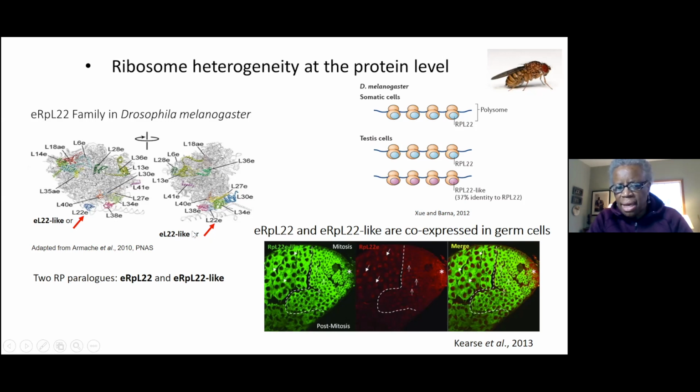Now, what's interesting about this is that either of these proteins can be incorporated into the ribosome itself, but they can't both be incorporated at the same time. And so by virtue of a mutually exclusive assembly, we in principle could have two populations of ribosomes in a cell if both of those genes were in fact expressed. And over on the right, you can see what we have come to find out by studying the expression of these two proteins in the testis in Drosophila is that L22 and L22-like are both expressed in germ cells. Only in the somatic cells of the testis do we find L22, but L22-like is a germline specific ribosomal protein within the testis.